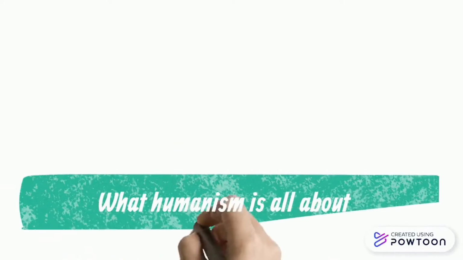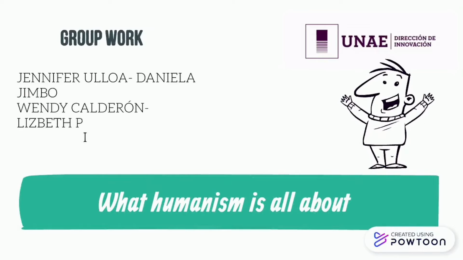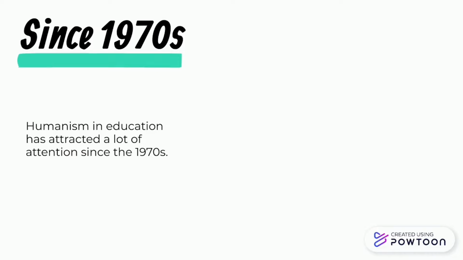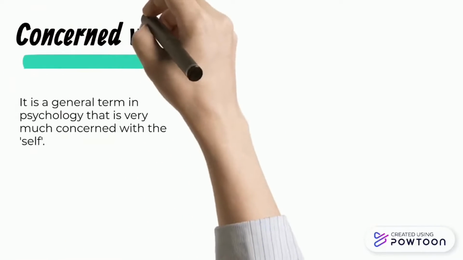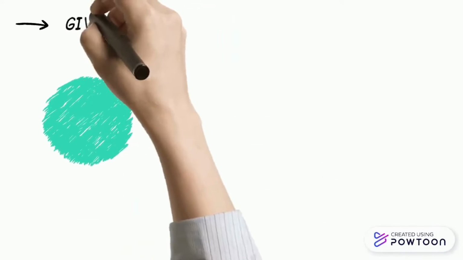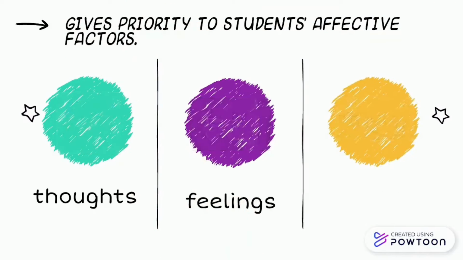Hi, curious person. Today we will see what humanism is all about and how it is taught in the foreign language classroom. Humanism in education has attracted a lot of attention since the 1970s. It is a general term in psychology that is very much concerned with the self, and gives priority to students' affective factors.